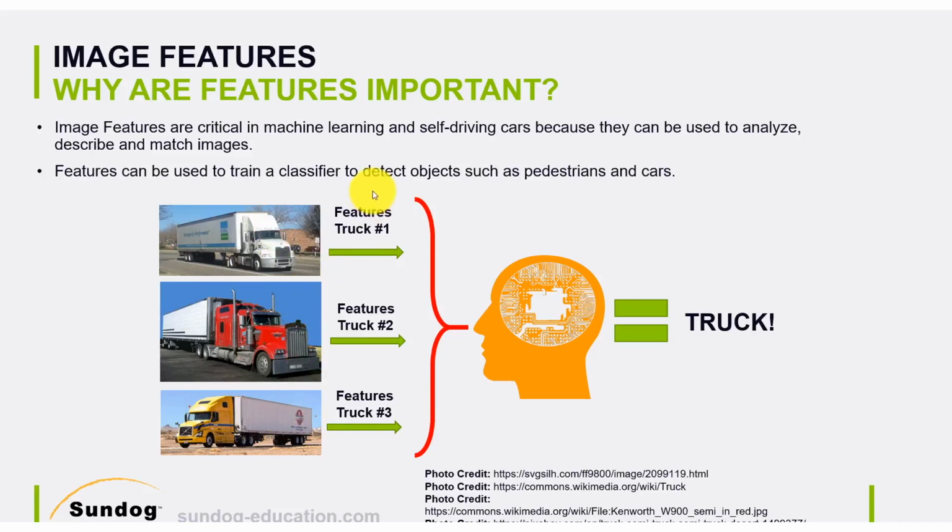So we're going to take all these features and train a machine learning algorithm, such as support vector machines or an artificial neural network, to extract all that information and tell us, when I see any of these features, I'm going to say that this is for sure a truck, with a specific confidence interval, okay? So image features are critical in machine learning and self-driving cars because they can be used to analyze, describe, and match images. Features can be used to train a classifier to detect objects such as pedestrians and cars, all right? And that's pretty much why we need features, and why we're going to be covering this very interesting section.